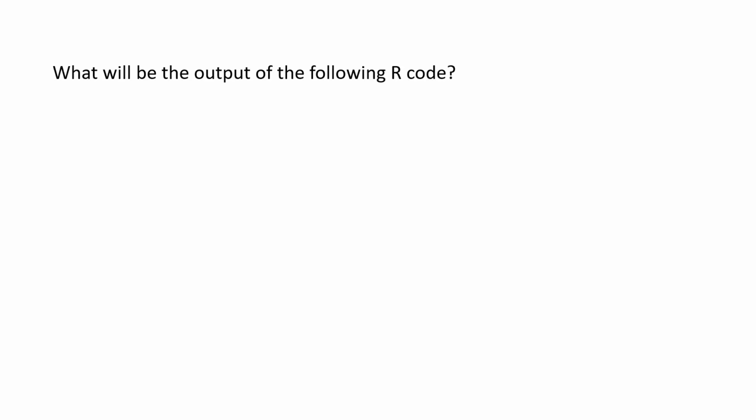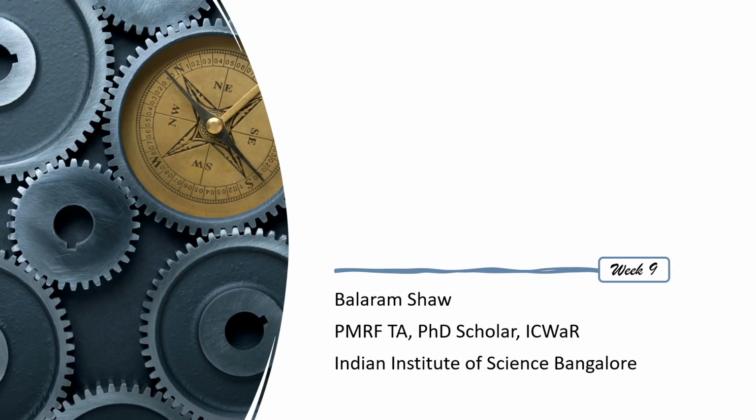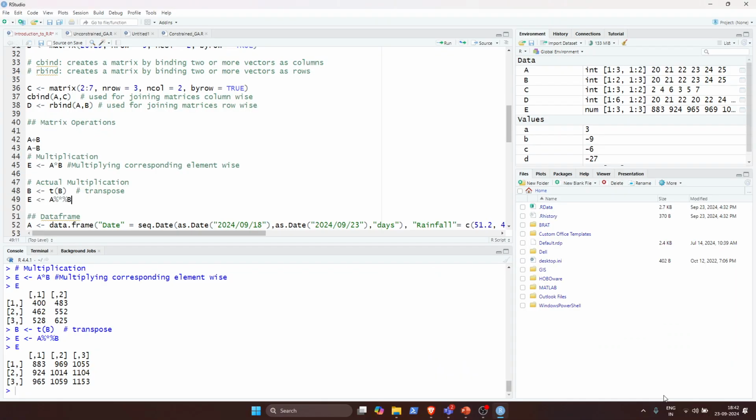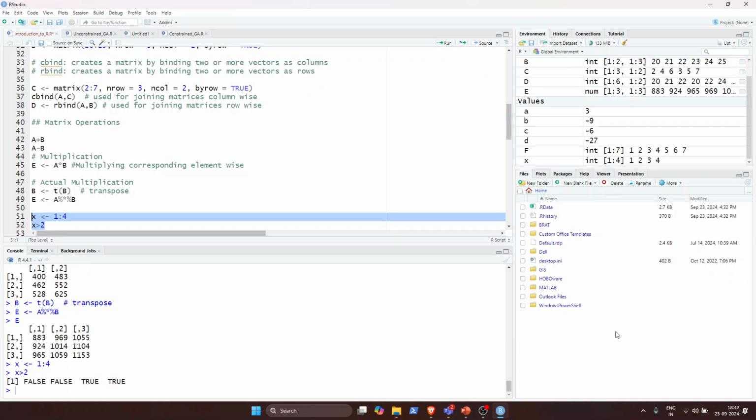So the first question is, what will be the output of the following R code? x is 1 to 4 and x greater than 2. Just by viewing you can answer this. What will be the answer? Or let's do this in R. What was given is that x is a variable with 1 to 4 and x greater than 2, right? We'll run this. Let's see what happens. See, what is the output? It is false, false, true, true.